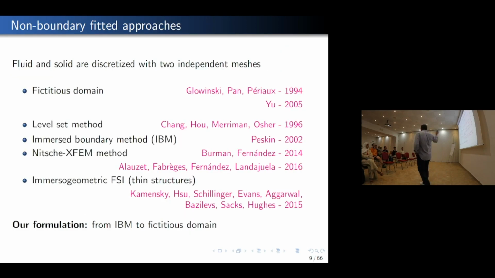Non-boundary fitted approaches. There are a lot of examples of non-boundary fitted approaches, and the idea is that fluid and solid are discretized with two independent meshes. We are going to speak about the fictitious domain, which was born in 1994, Glowinski. There are the level set method, and the immersed boundary method, IBM, from Peskin, 2002, and then I will tell you some history about the immersed boundary method. We have the extended finite element method and the immersed geometric approach with fluid structure interaction with IGA. Our formulation started with IBM and then moved to the fictitious domain.